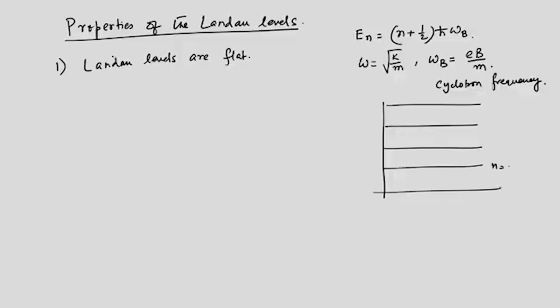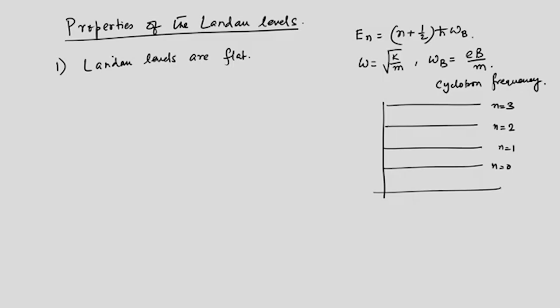So this is n equal to 0, n equal to 1. Just like a harmonic oscillator, there is no restriction that n equal to 0 won't be available. Remember that for a particle in a box, n equal to 0 was not allowed, because what it means is that there is no particle there. But here, of course, n equal to 0 is an allowed level, and n equal to 3, etc., and so on.